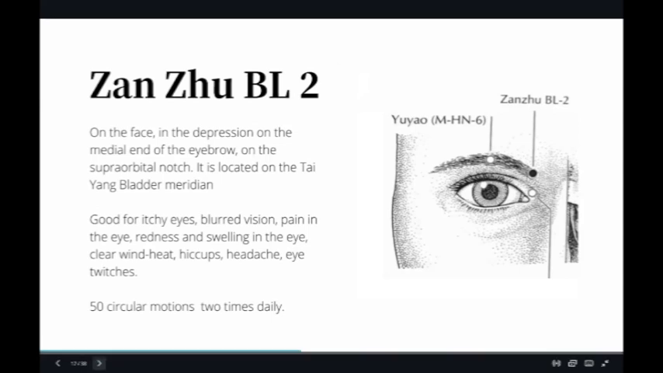And Zanzhu is the second point we're discussing today. It's located in the depression on the medial end of the eyebrow. There's a supraorbital notch. You don't need to know the name, but you just feel like there's a bony area and there's a depression. And when you use your middle finger or your guasha tool and you do a circular motion, you will feel very sore if you use your eyes a lot, or if you work from home and look at the screen a lot, this will be very sore.